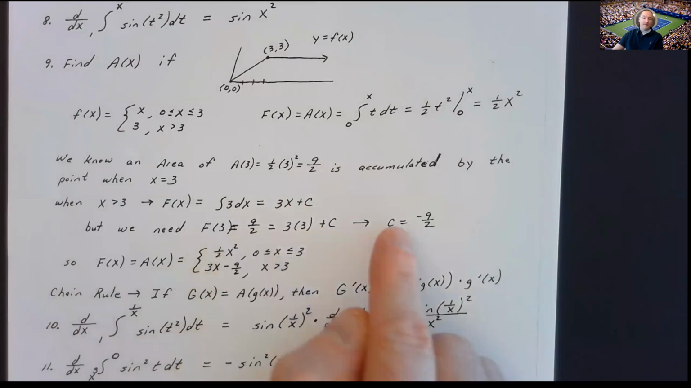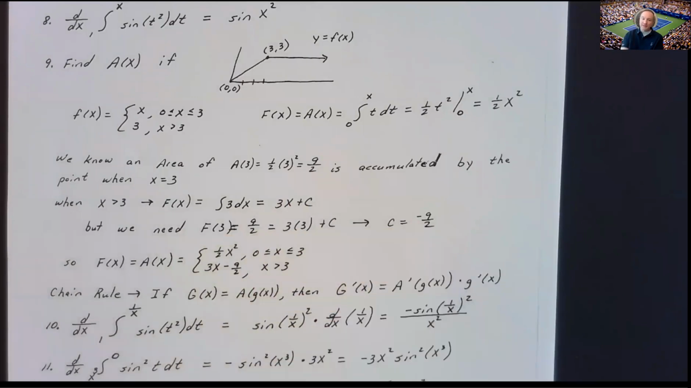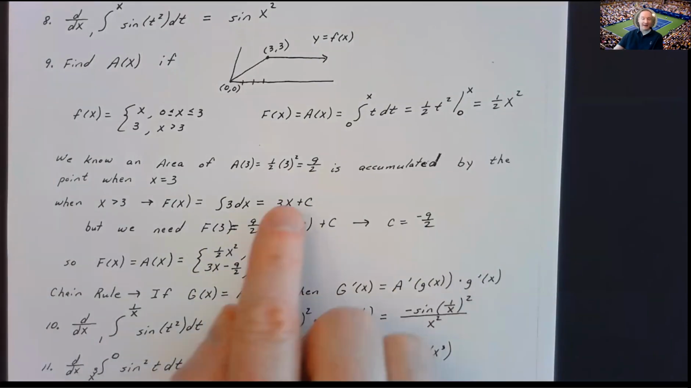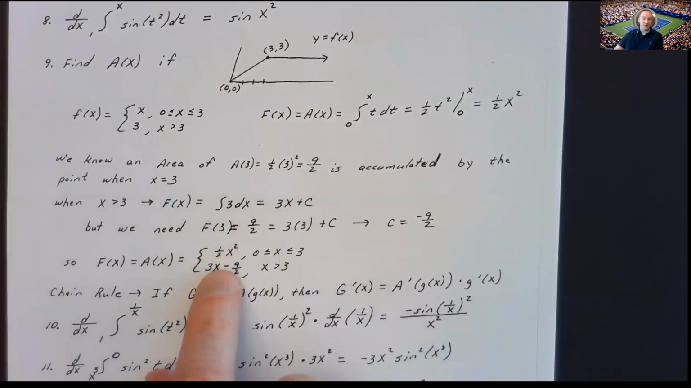Then that allows me to see that I do need a constant of integration for the second one to be negative 9/2. And again, that's just to guarantee that it's correctly measuring the area under the curve up to any point. F of 3 had to be 9/2. If I just plugged f of 3 into this function, I would get a 9. So I had to subtract 9/2 into this second portion of the piecewise area function.